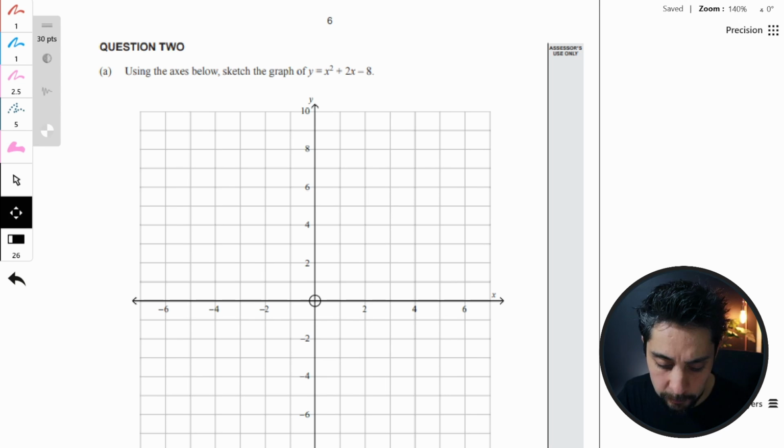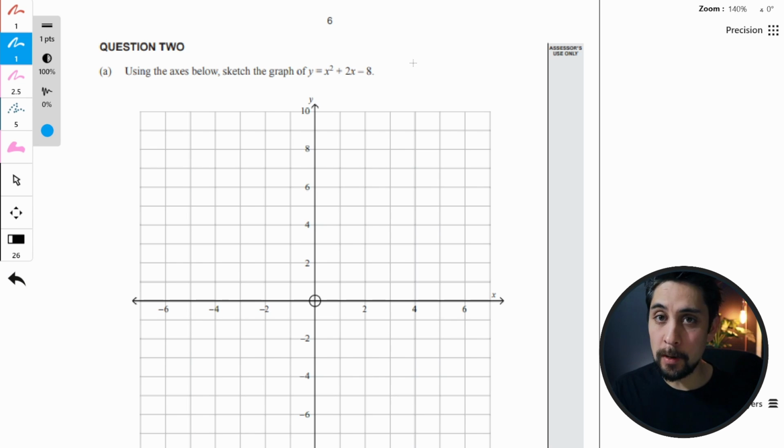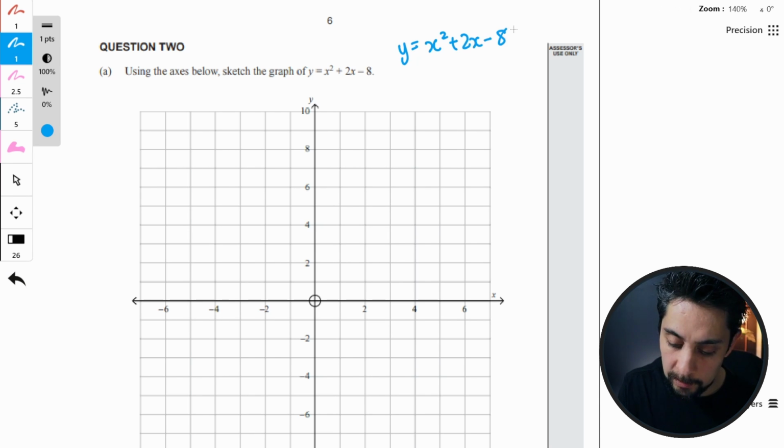Okay, so question number 2, part A. On the axis below, sketch this graph. Let's just write out the graph so that first off, it's in my own handwriting so I can see it better. And number 2, I know exactly where my eyes need to go when I'm scanning across the paper. So we start off with y equals x squared plus 2x minus 8.